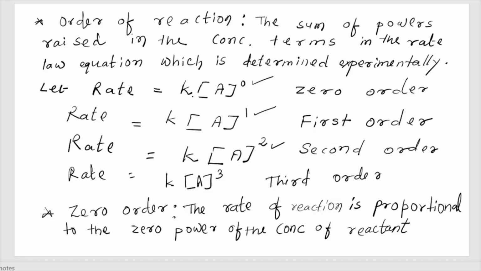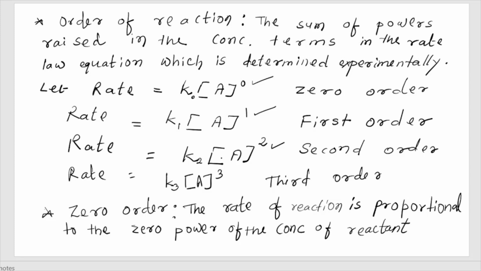So you can write here also 0, and here if you write K, you can write also here 1. That means this is the rate constant for the first order. If you write here 2, then rate constant for the second order. If you write 3, then it is rate constant for third order. So I think it is clear to you.